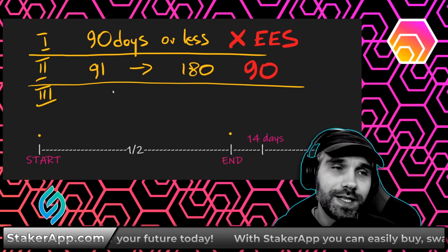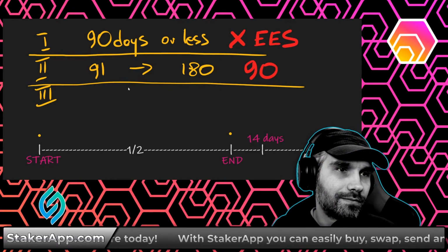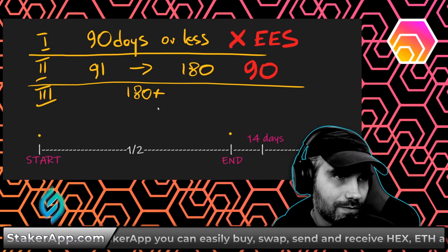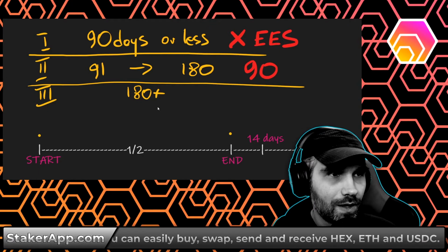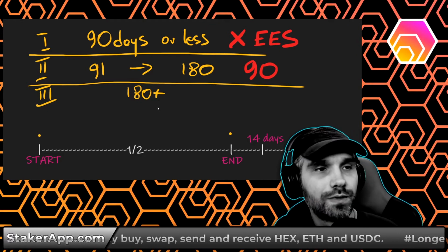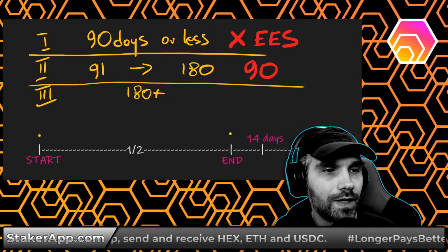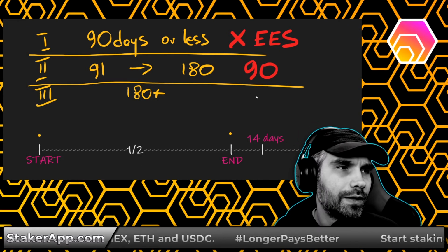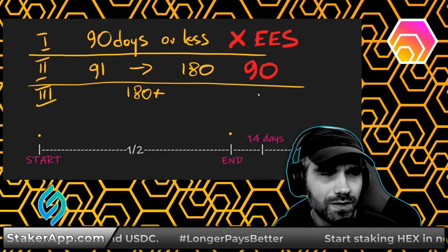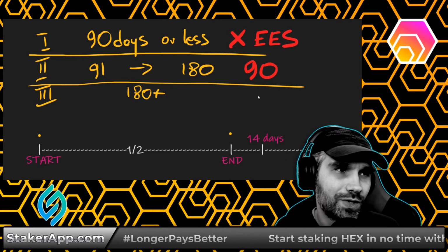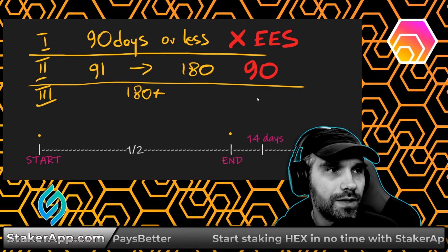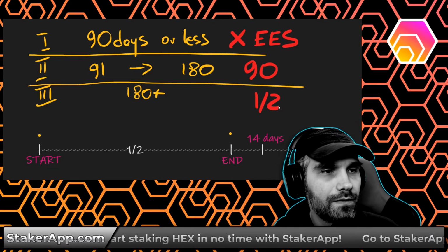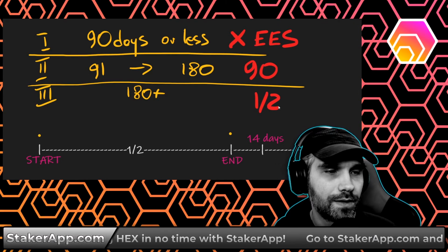Because those are long stakes, right? Basically 180 days plus, right? 180 days plus. And in case of those stakes, we just need to look for halfway, because the halfway is more than 90, right? So we just need to look for the halfway, and this is the safe spot for us to emergency end stake.